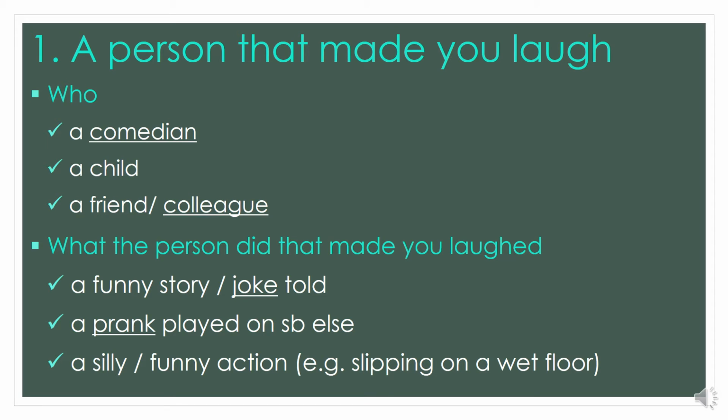In addition to telling a joke, there are other things that people can do to make other people laugh. For example, you can talk about the time when someone played a prank on someone else. To play a prank on somebody means to do something fun in order to tease people or to make fun of someone. But it's a harmless joke or a harmless activity.